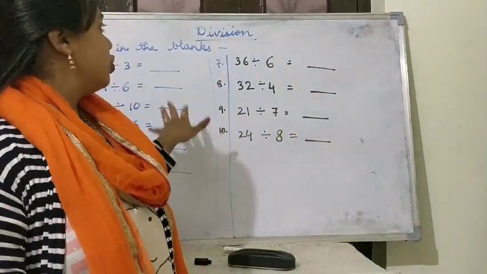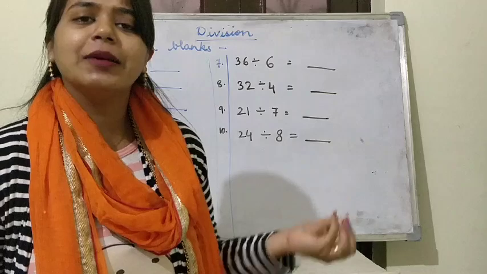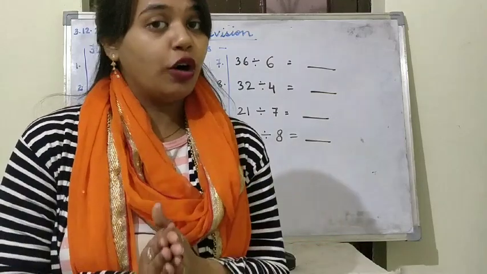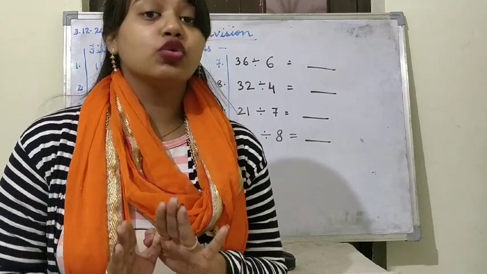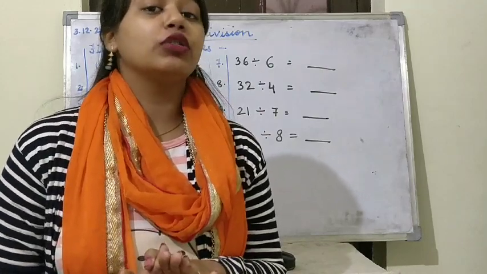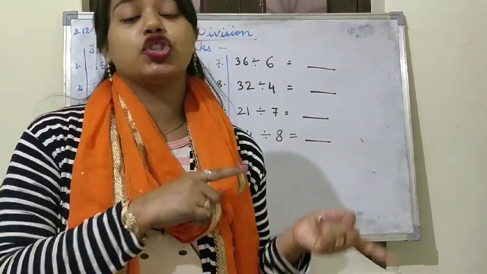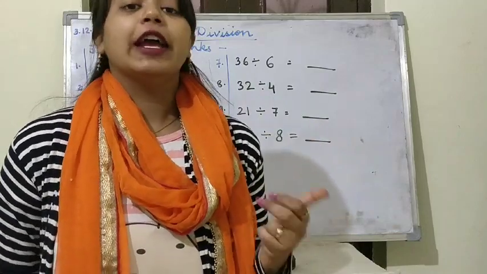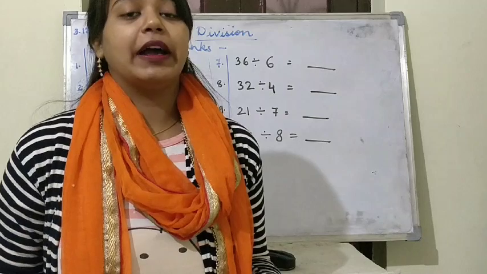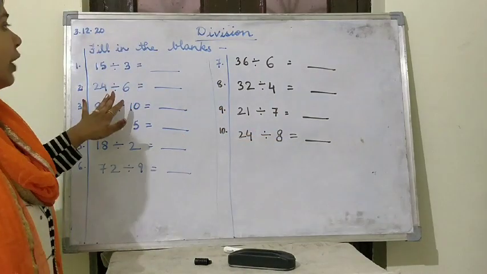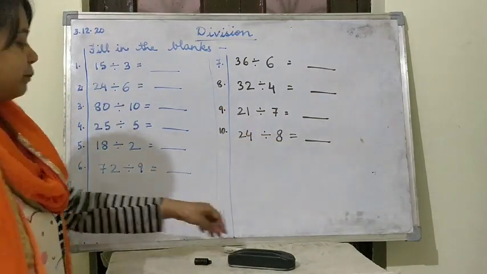First of all, we will do some quick questions or fill in the blanks questions. I hope till now you all have learned the tables, boys. 2 to 12 tables are very important to learn. That was important for multiplication as well as for division. If you haven't learned till now, please boys learn them. Right? Okay. So here I have written the questions already.